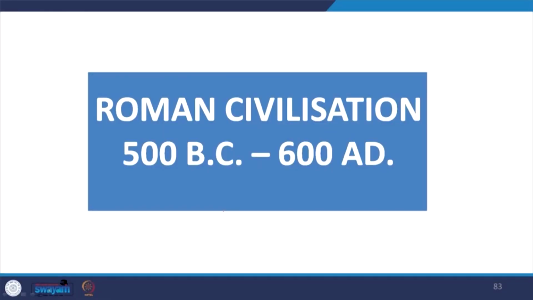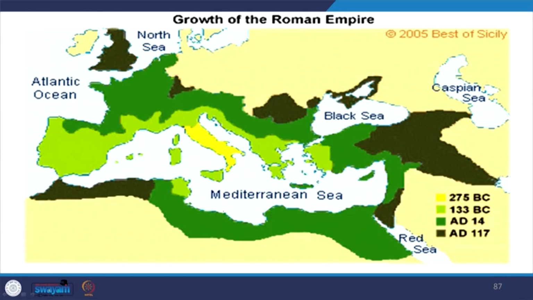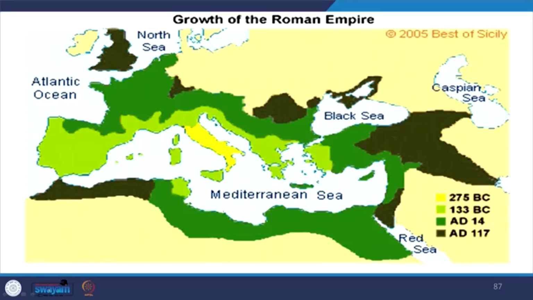Now let us walk through the Roman civilization. Roman civilization, which stretched from 500 BC to 600 AD, had a large influence on planning, which we see in our current times as well. Here in the map, we can see the growth of Roman civilization along the Mediterranean Sea. The ancient Romans built one of the greatest empires in world history. The Roman Empire lasted about 500 BCE to 600 AD.